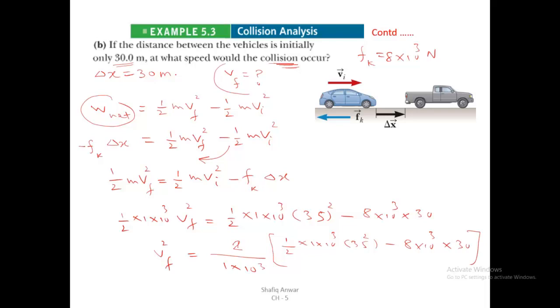Okay, so you would get Vf square, finally you use the calculator, 745. And taking the square root of both sides, here Vf square, so taking the square root you would get Vf, and here taking the square root of 745 you would get the value. So this is your final velocity which you are asked to find out. With this velocity your car will hit the other car.